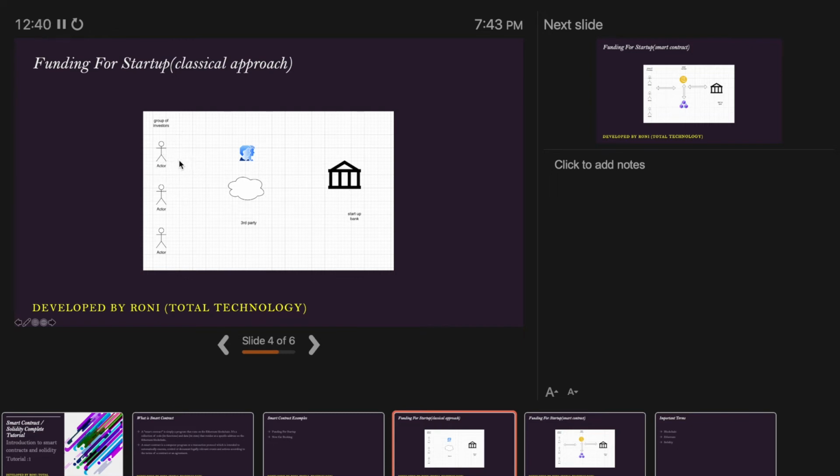For example, suppose each Kickstarter or crowdfunding target is 1 million. The contract is that if 1 million is reached, then only the fund should be transferred to the bank account of this startup company. But if 1 million is not reached, they all should receive their fund back, because if it is less than 1 million, there is no point in the business starting. So they should receive their fund. If 1 million is reached, this party will receive the fund.